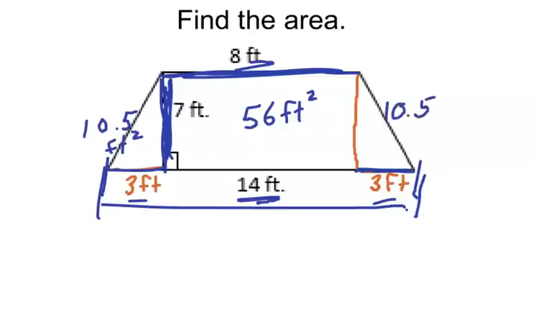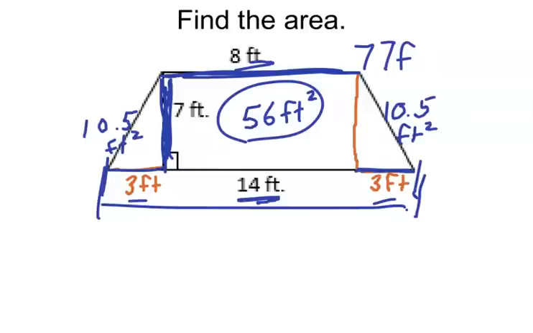Now, since it's on both sides, we could have just said, you know what? 10.5 and 10.5 is 21. So let's just use 21. We'll do 56 plus 21. So if we add those two together, our total is 77. So the area here would be 77 feet squared.